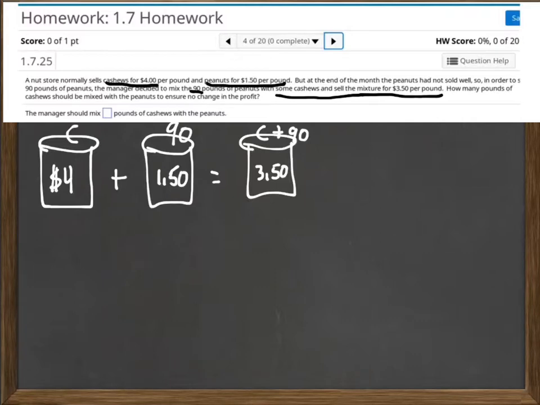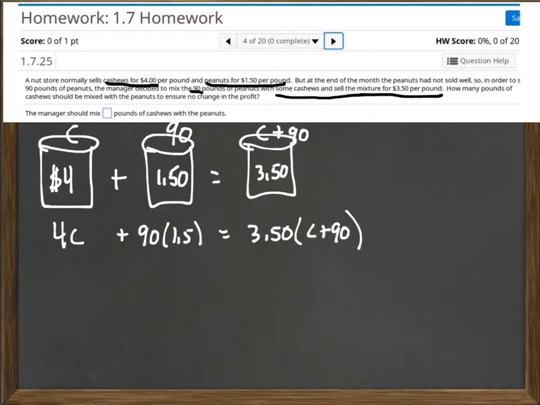And so we go ahead and do just that, because we're going to take the quantity times the price to get the total cost. So C times 4, 90 times 1.50, C plus 90 times 3.50. And so doing that gives us the equation 4C plus 90 times 1.50 equals 3.50 times C plus 90. And again, just like in the last problem, once we get to the equation, we've really done the work for the problem, and so now it's a matter of solving that equation, which I'll do kind of quickly.